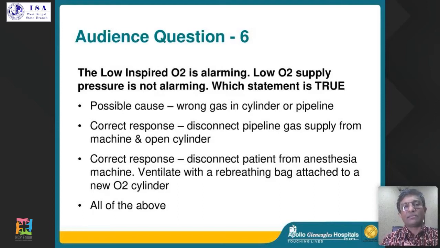The possible cause is a wrong gas in a cylinder or the pipeline. One of the correct responses would be to disconnect the pipeline gas supply from the machine and then open the cylinder and continue. The correct response can be to disconnect the patient from the anesthesia machine and ventilate with a rebreathing bag attached to a new oxygen cylinder. Or are all the above statements correct?